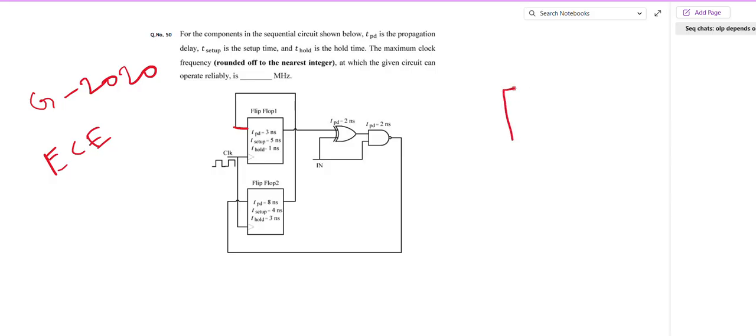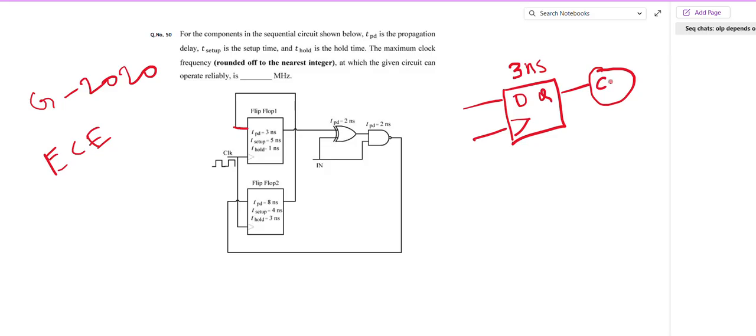See, suppose I take a flip-flop. There is a D flip-flop and a clock input is here. I assume the delay of this D flip-flop is, suppose, 3 nanoseconds. And after the D flip-flop, there is some combinational logic. It can be one gate or cascaded gates. And through this, the signal is connected back to the D flip-flop input.